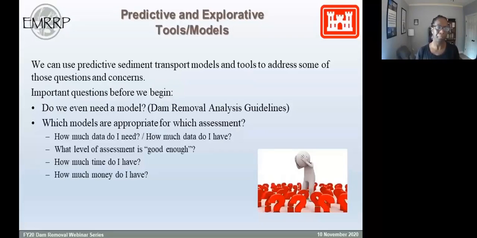And then if you move past that point and you say, we need to understand this a little bit more, which models are appropriate for which type of assessment? So that might depend on how much data do I have, and then how much data do I need? Are those two the same? What level of assessment is good enough? How much time do I have, and how much money do I have?